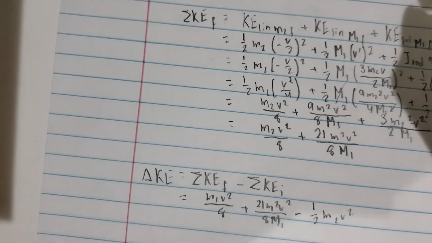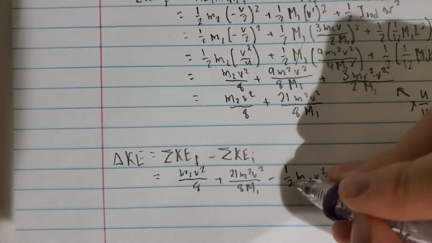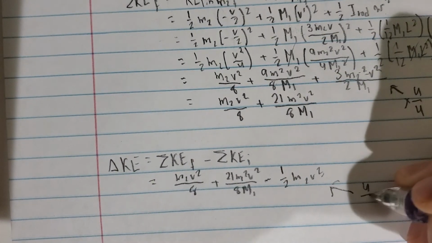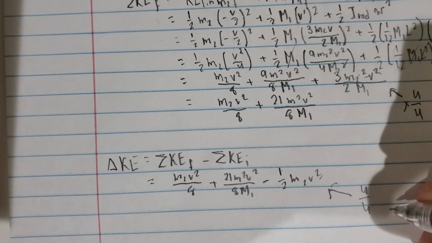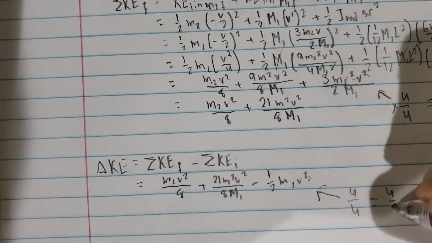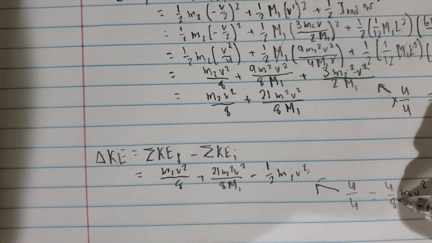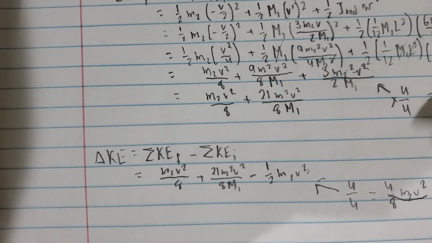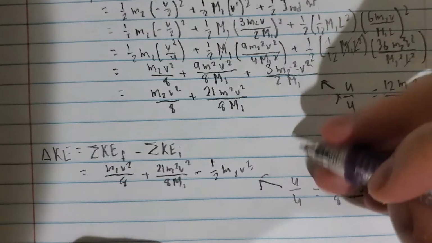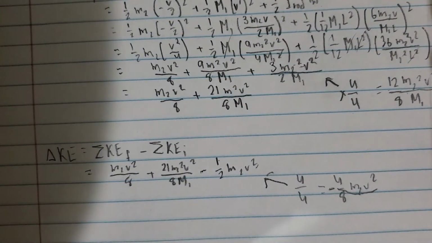All right, now these two terms are alike, so first I'm going to multiply once again by 4 over 4 to this term, and that gives me 4 over 8 M2 V squared. Now that I have a common denominator, I can combine these two terms. Wait, this is negative, by the way, since there is a negative right there.